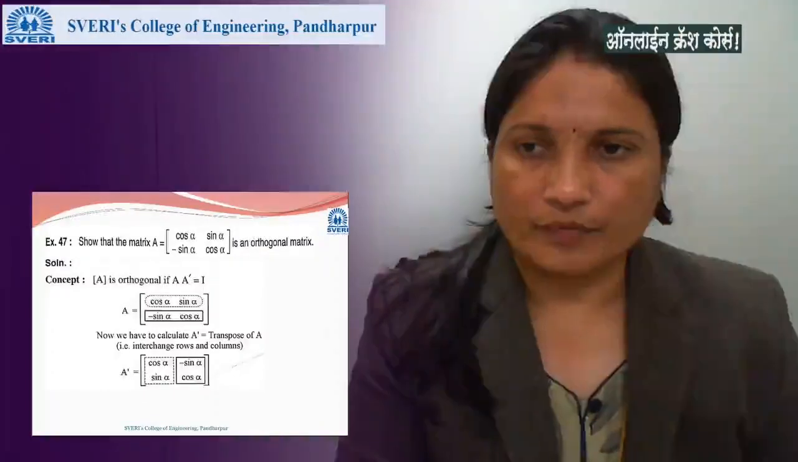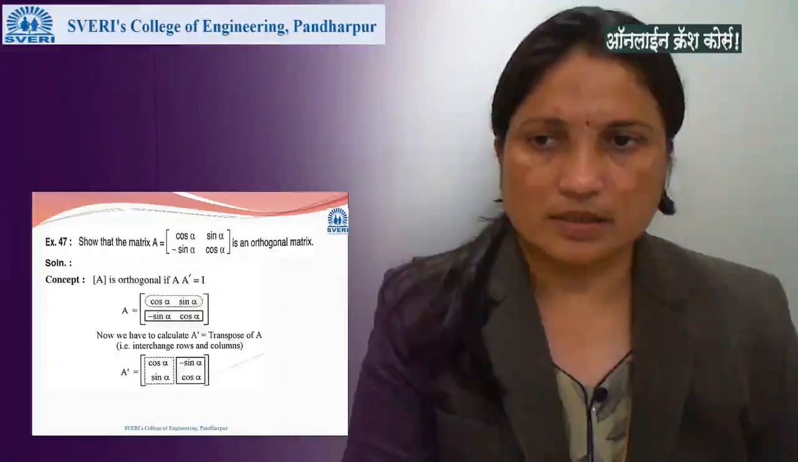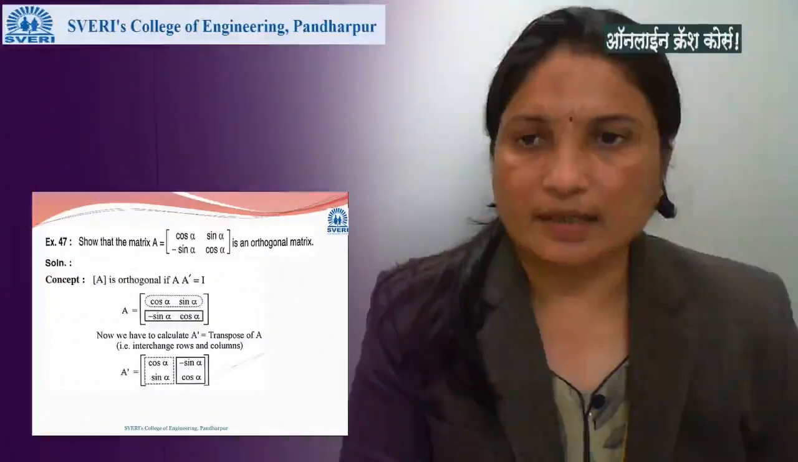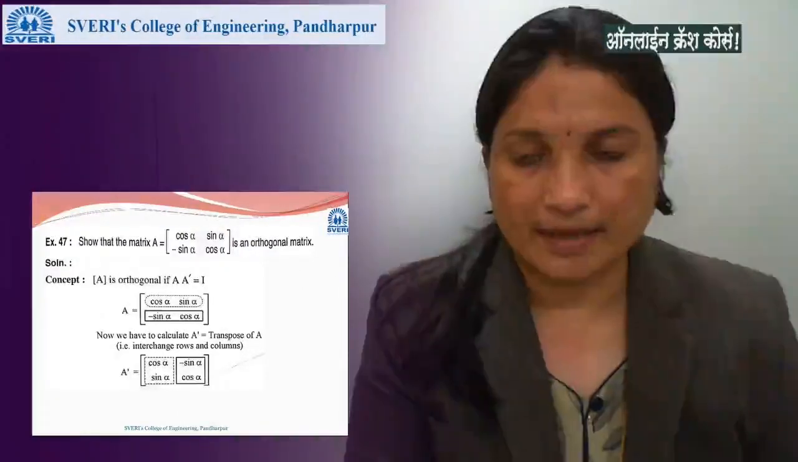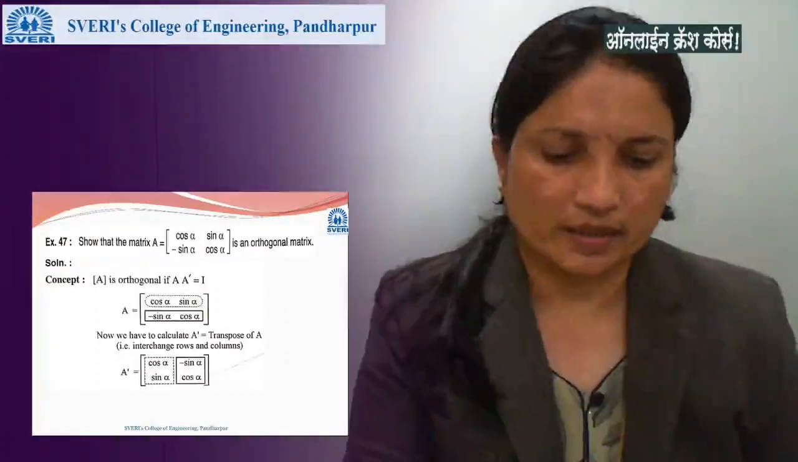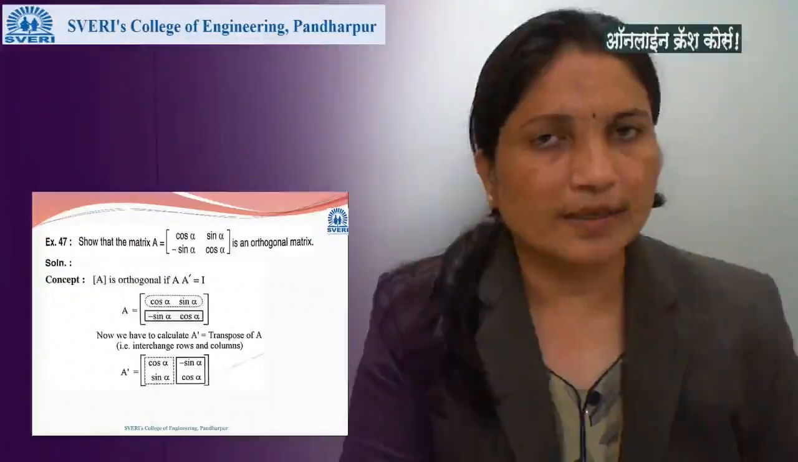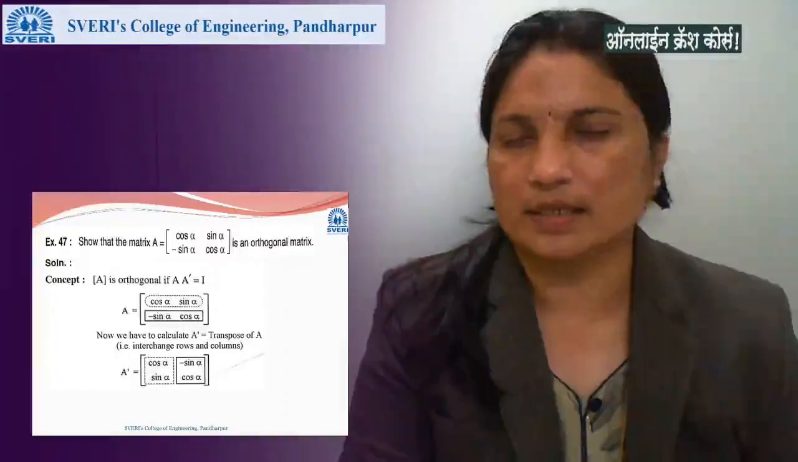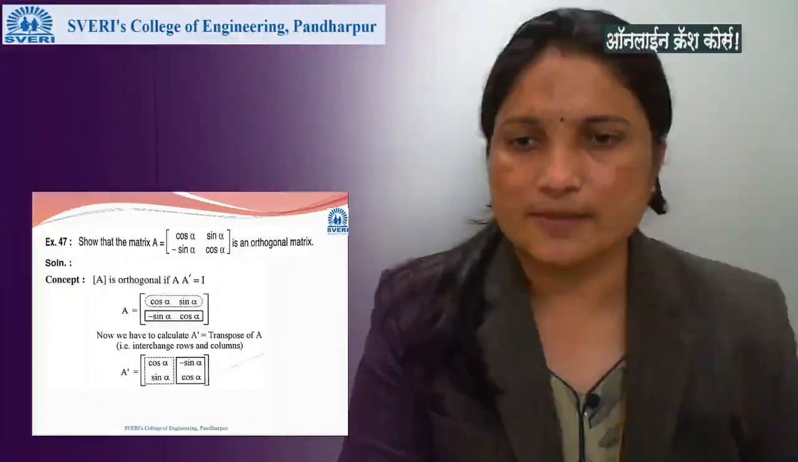After this, we are going to see one simple example of an orthogonal matrix. Show that the matrix A is equal to cos alpha, sin alpha, minus sin alpha, cos alpha. These are the elements of that matrix, and we have to show that this given matrix is an orthogonal matrix. What is the basic condition of an orthogonal matrix? If A into A transpose is equal to the identity matrix, then we can say that the given matrix is an orthogonal matrix. So look at this.